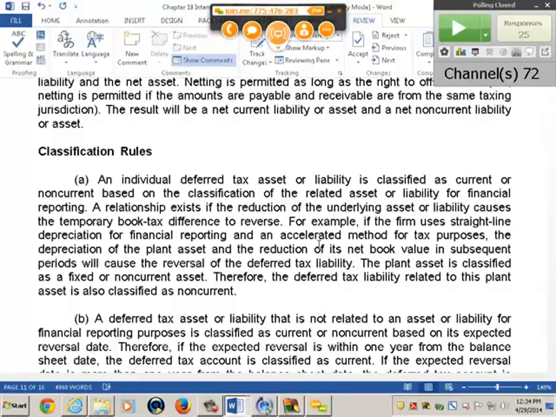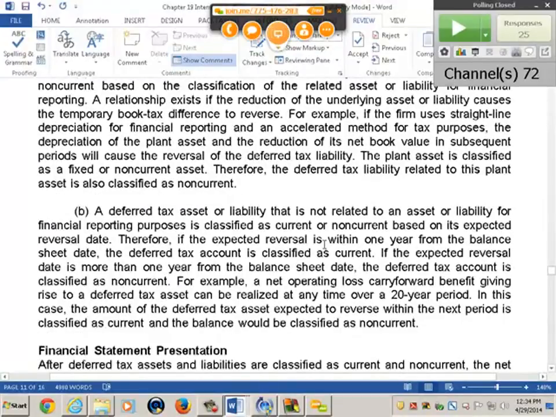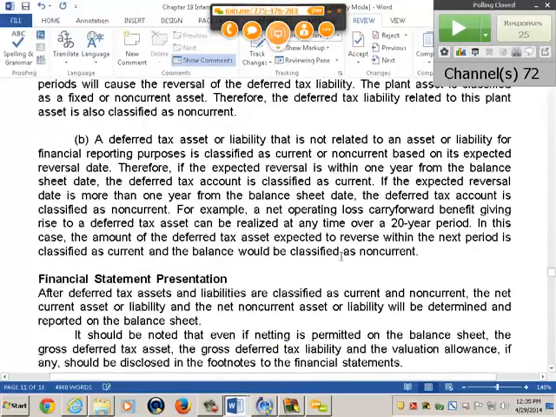If a related account or an underlying account does not exist, as it is in B, if it does not exist, then you would use a 1 year or operating cycle for current, more than 1 year operating cycle for non-current. And we'll get to that when we do the net operating loss. Now, let me give you an example.